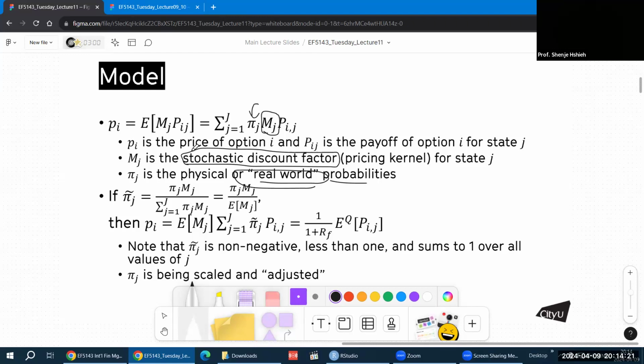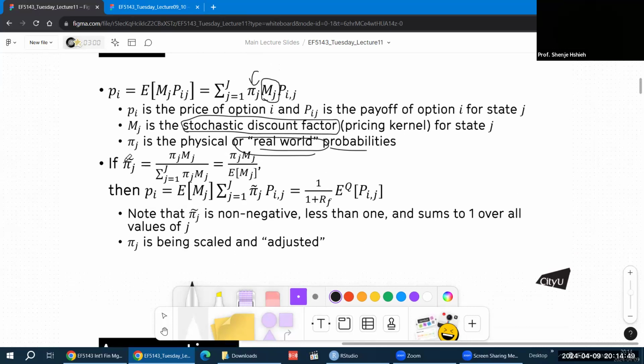Makes sense? So we have a likelihood pi for different states of the world. We have an M, which is a state dependent discount factor that we talked about in option pricing. And then the payoff is the payoff of the option contract. Okay, so far I haven't told you if it's a call or put. It doesn't matter. The payoff is the payoff.